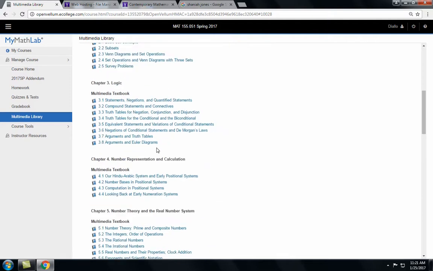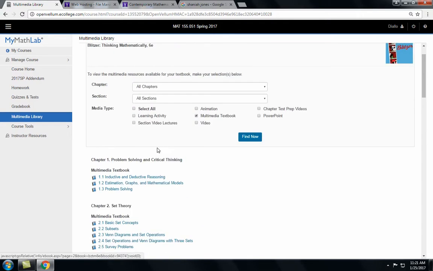line for line, word for word. We don't require a physical textbook because the textbook is housed online within the course. There's also some helpful videos as well as PowerPoint.